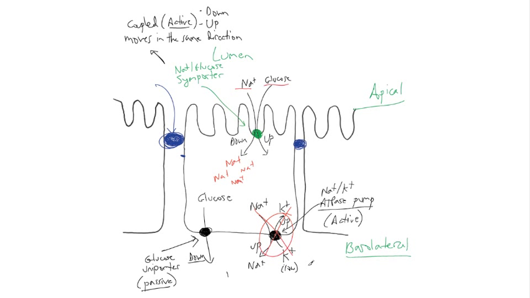I want you to focus on several things. I want you to focus on the location of these transporters. I want you to focus on the nomenclature of what's the apical and the basolateral side of the cells. I want you to know which molecules these transporters actually move and in which direction, and then also whether or not they're going up or down a concentration gradient.